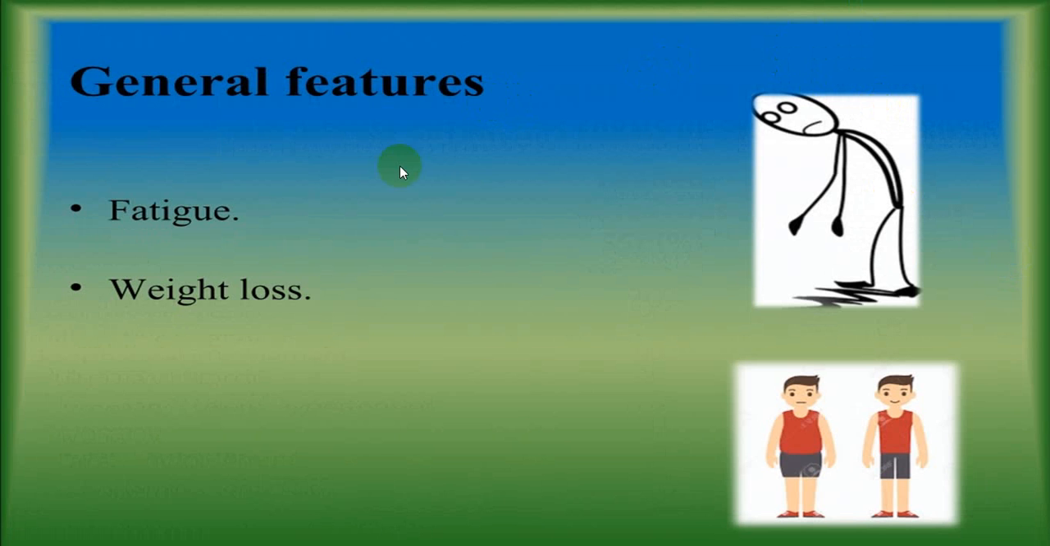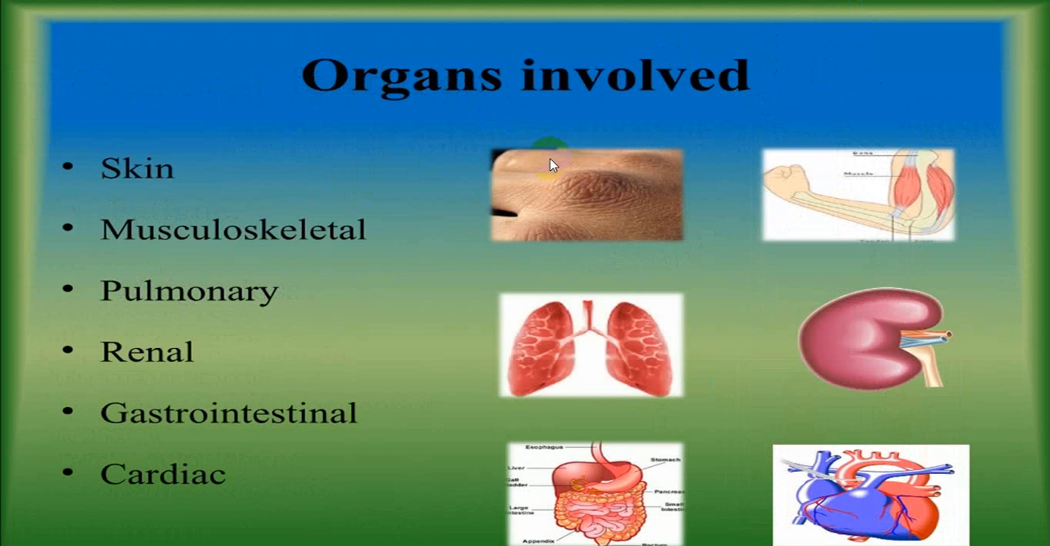Along with all these features, the person may complain of weight loss and fatigue. Skin involvement is common. Musculoskeletal involvement is common. These two are more common with the diffuse rather than the limited variety. Pulmonary involvement is again more common in the diffuse variety. Kidney involvement is more common.